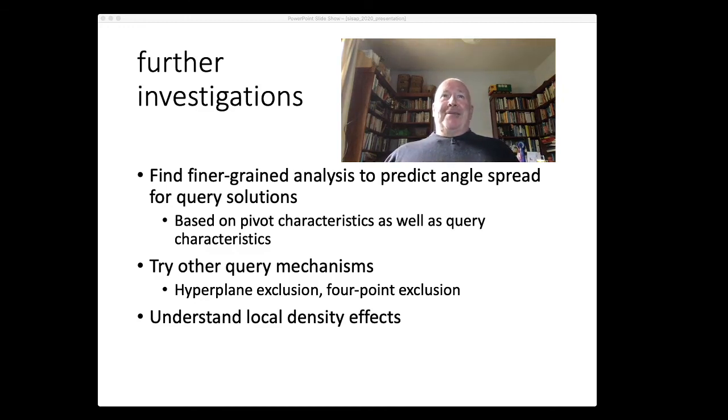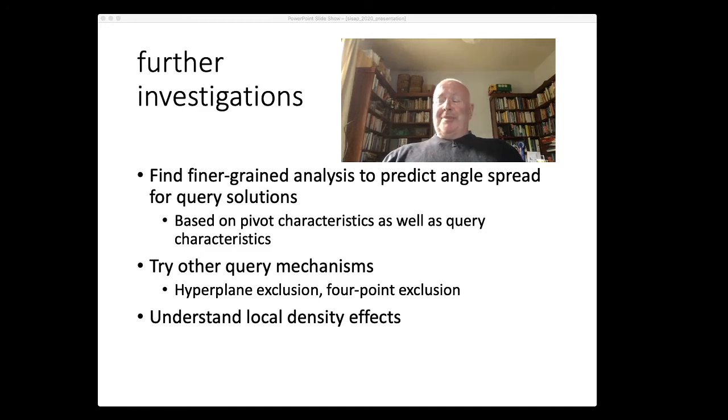So we're hoping we'll eventually get some really good scalable ways of querying these very high dimensional data sets using approximate, but a different approach to approximate search. There's lots more things still to do. We think we can get much better analysis on the angle spread for query solutions based on the pivot characteristics as well. We're just looking at one fairly superficial attribute of the query at the moment and doing fairly well with that. We think we can do much better if we have some more information, which is available at query time quite cheaply. We've only shown one variant of pivoting using a single pivot, and using LISA.